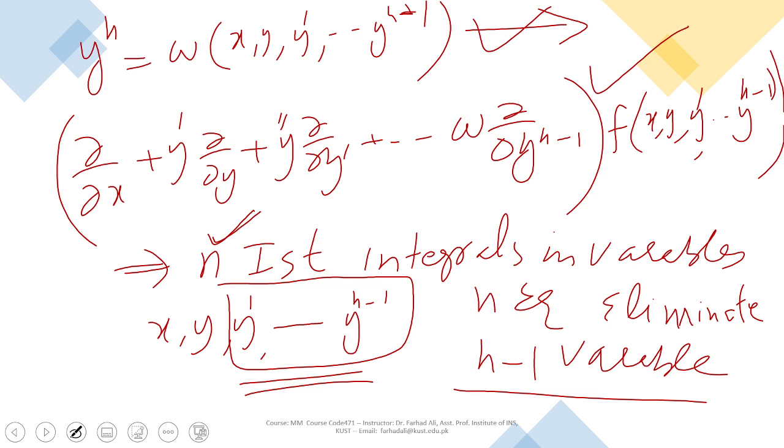an ODE and a PDE of first order linear. It is easier to deal with a first order linear differential equation than to deal with an nth order ordinary differential equation. Thank you very much.